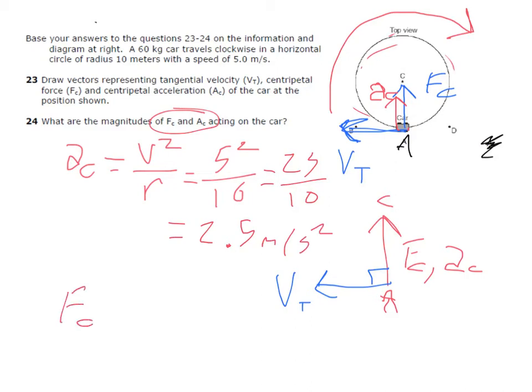Fc is equal to, well, force is equal to mass times acceleration. So it's equal to the mass of 60 kilograms times 2.5. That's 0.5. So it's equal to 150, and units for force are always newtons.